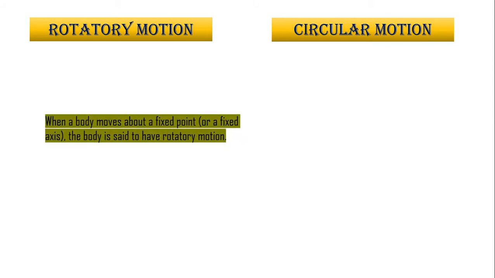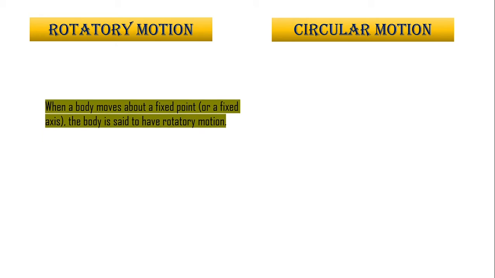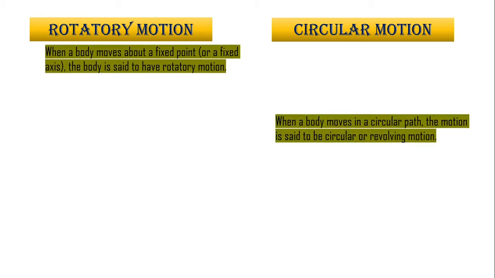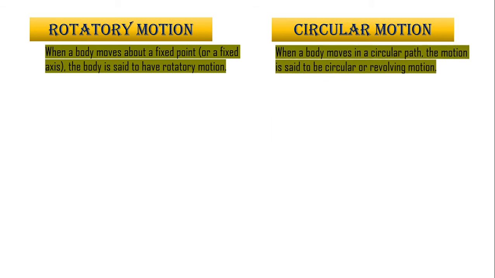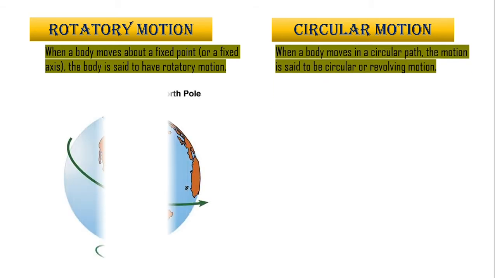Now let us see rotatory motion and circular motion together. All right. So what is rotatory motion? When a body moves about a fixed point or a fixed axis. So it has an axis. On its own axis, when a body moves, the body is said to have a rotatory motion. Okay, and what is circular motion? When a body moves in a circular path, so it is going around something, that is when we say it is revolving or it is performing a circular motion.